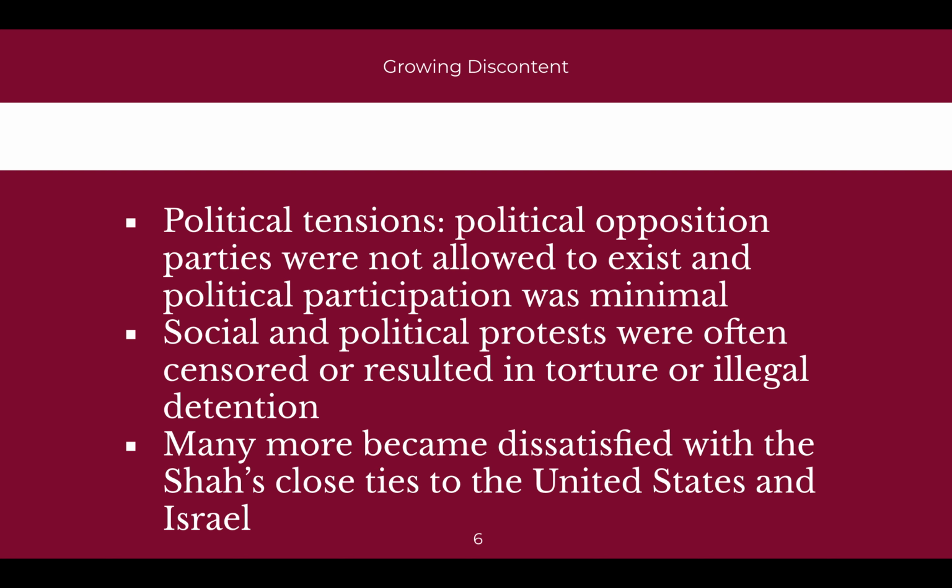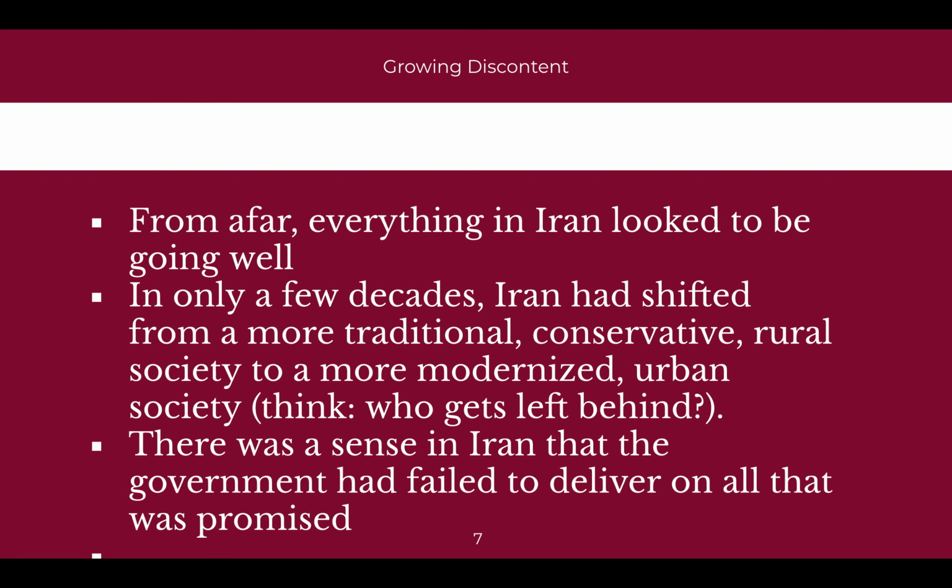As time goes on, many more people become pretty dissatisfied with the Shah's close ties to the United States and Israel. A lot of people are very dissatisfied with his commitment to westernizing Iran and applying Western influence to Iran. And they see an Iran that's quite different from the one that they knew 30 years ago, before the Shah came to power. From afar, a lot of people would have said that Iran looked to be doing well, especially economically as a country.